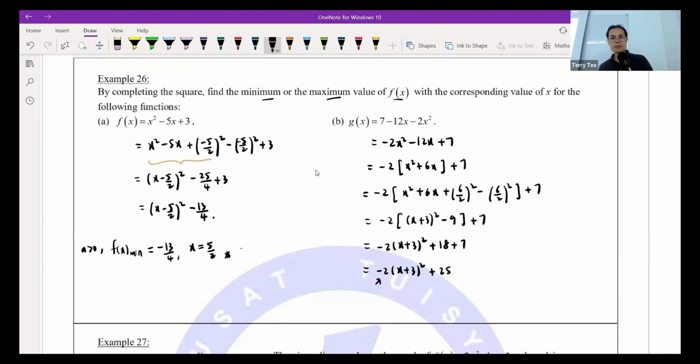Okay, we know this is a maximum, right? Your a is less than 0, so your g(x) has a maximum value. My maximum value is 25, when the one inside the bracket is 0, x is negative 3.